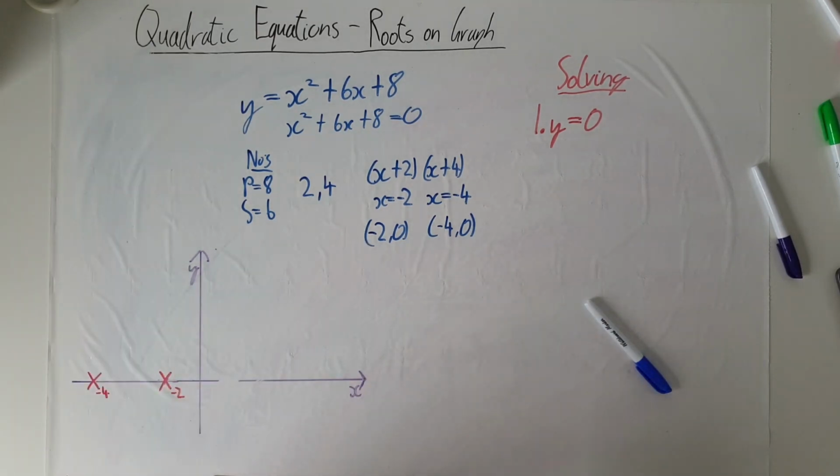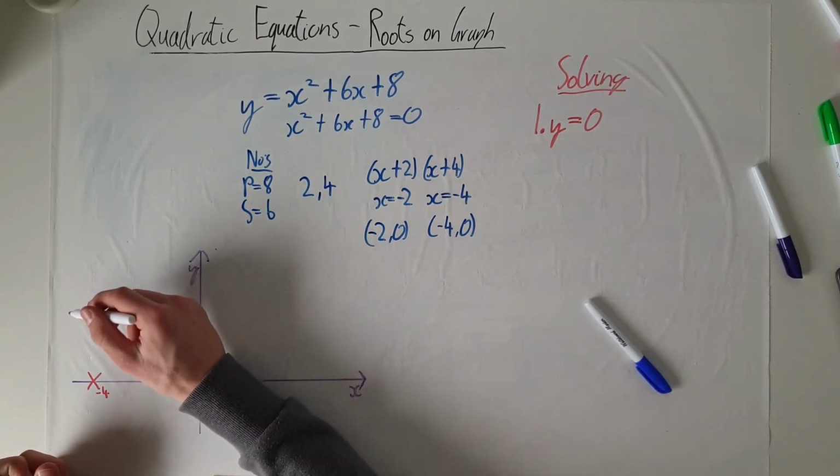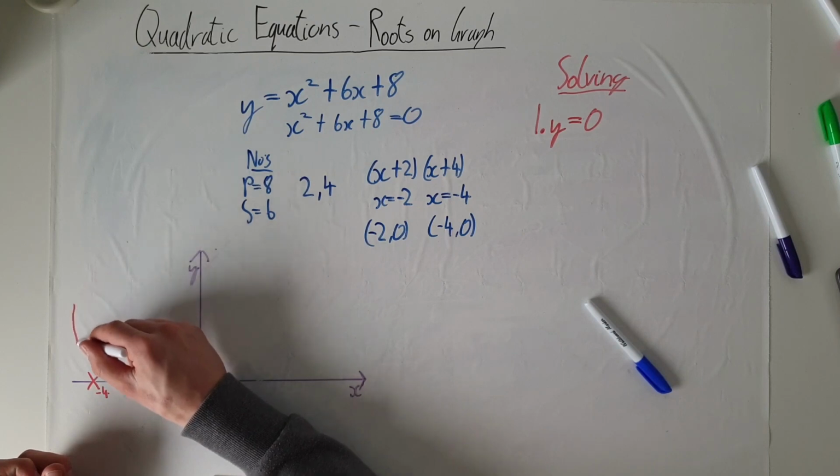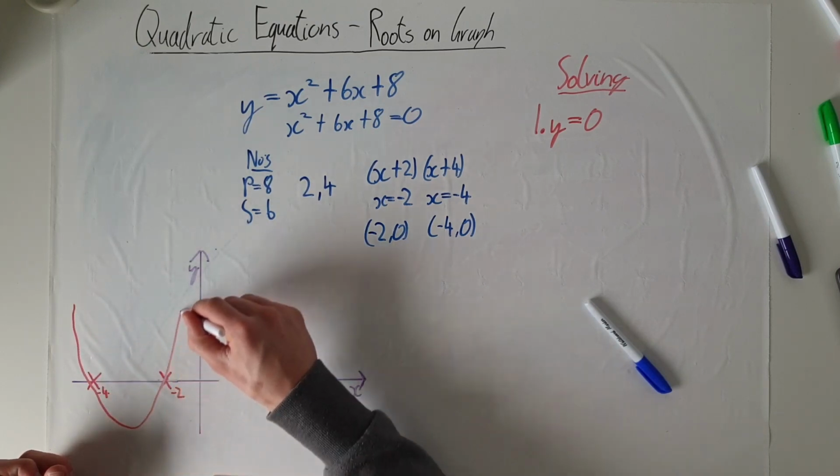And then we can actually think of what a graph would look like. It would look something like this.